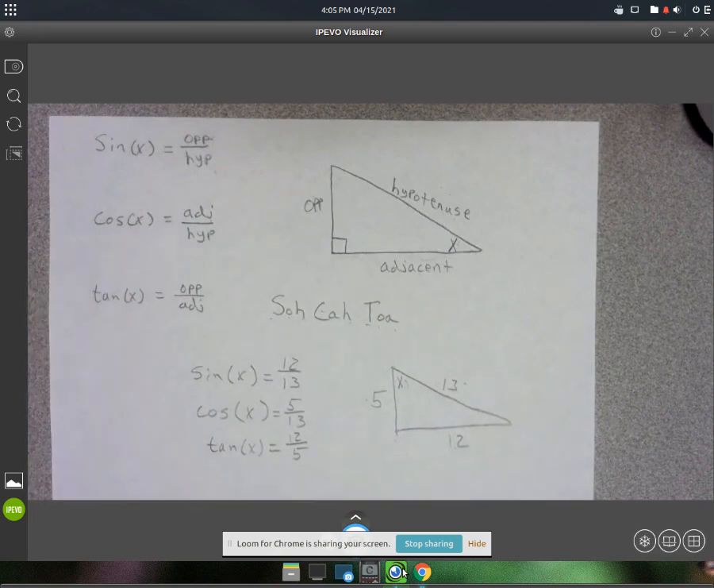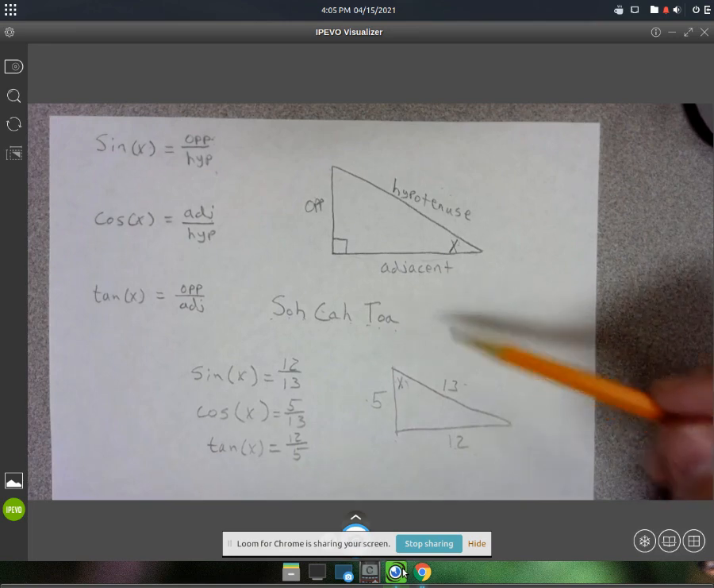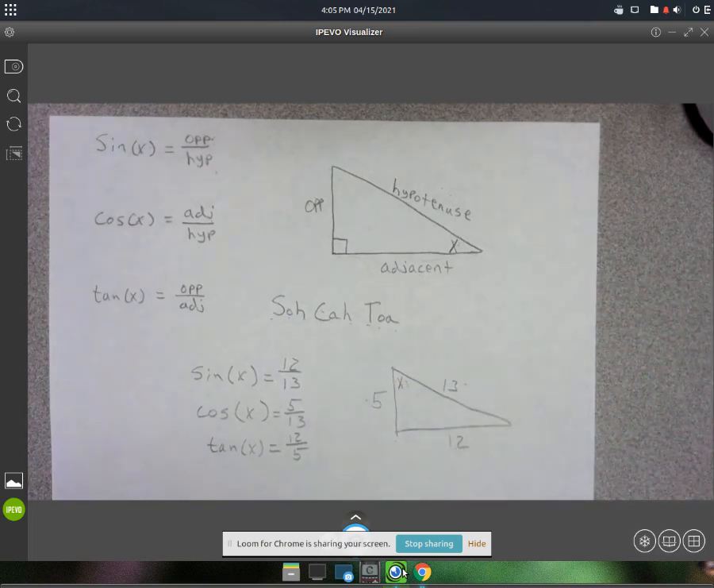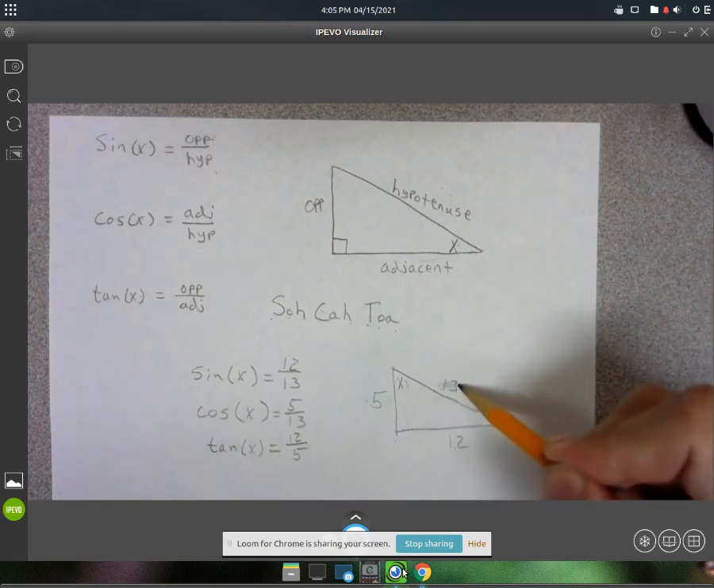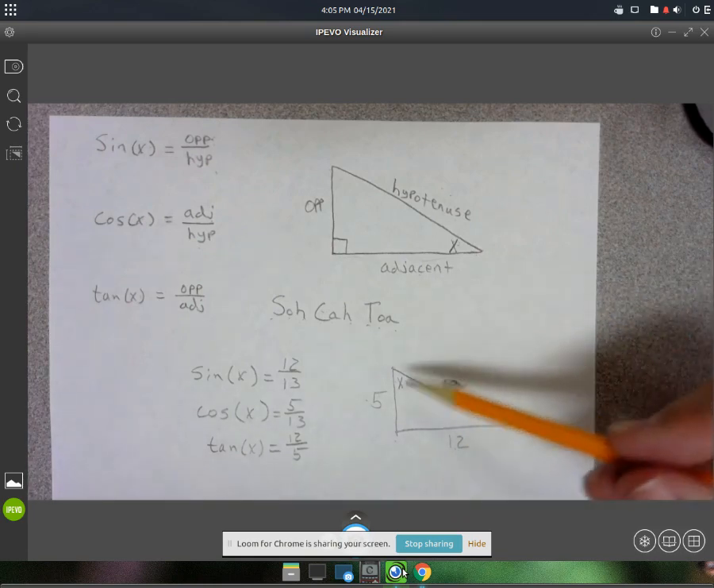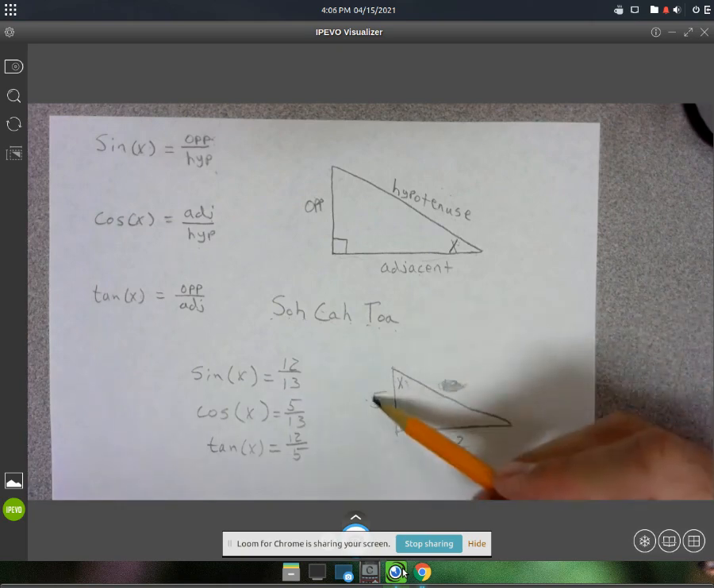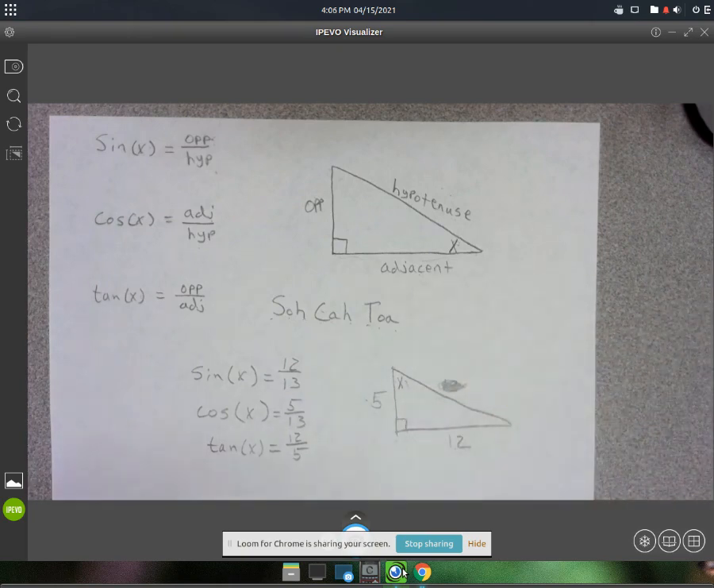A lot of times there are questions like that, a pretty simple example, where they give you all the information. It could have been that they just gave you the 5 and the 12 and asked the same question. If they didn't give you the 13, you could figure it out real quick using the Pythagorean theorem: a squared plus b squared equals c squared.